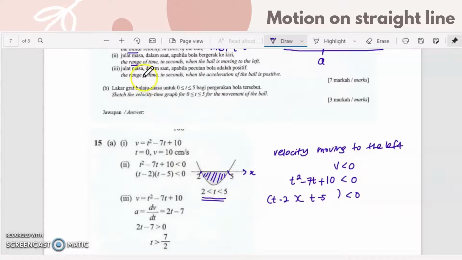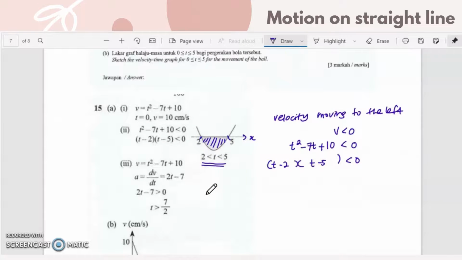Next question: find the range of time when the acceleration of the ball is positive. Acceleration, what does it mean here? We can get acceleration from the velocity after we differentiate it. So the acceleration is equal to dv over dt. We just differentiate and we get 2t minus 7.